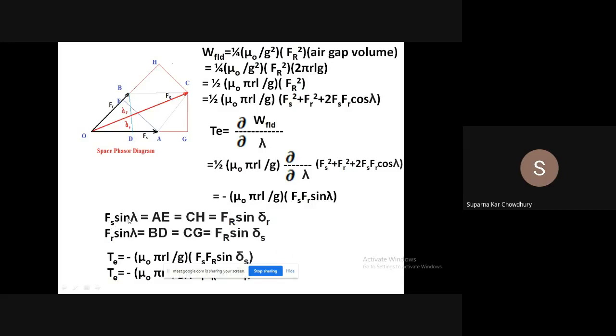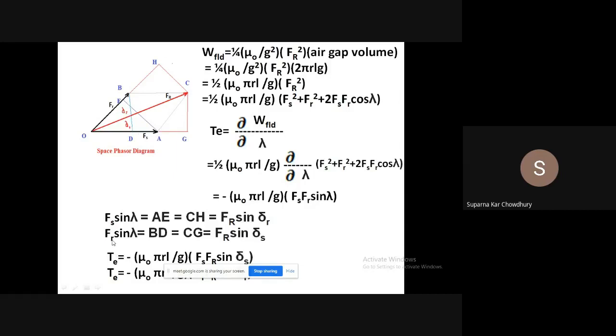So Fs sin lambda, from here Fs sin lambda is equal to AE. This AE is equal to CH, which is equal to FR sin delta. That is this, and these are equal. So Fs sin lambda is equal to FR sin delta.